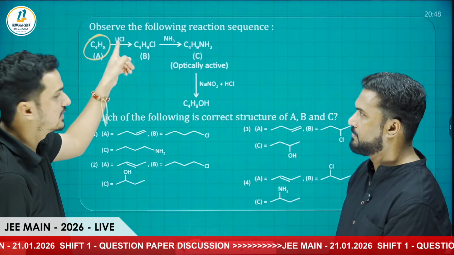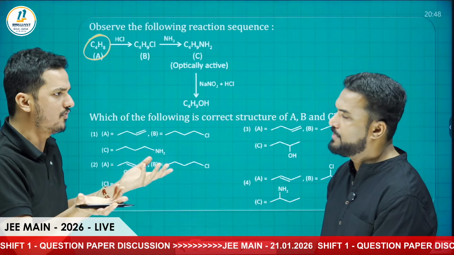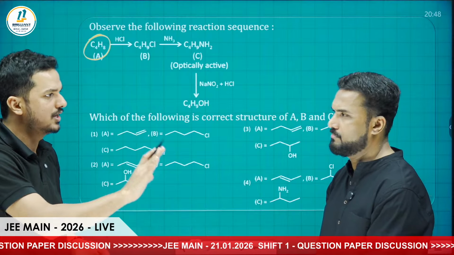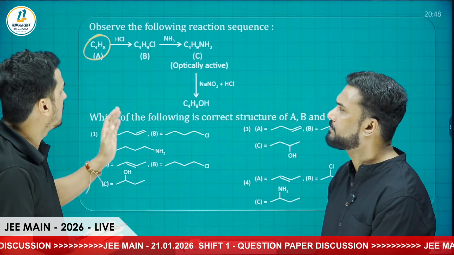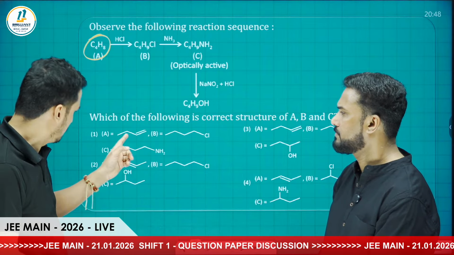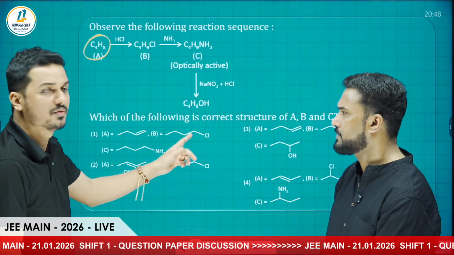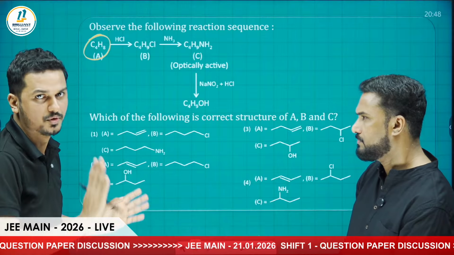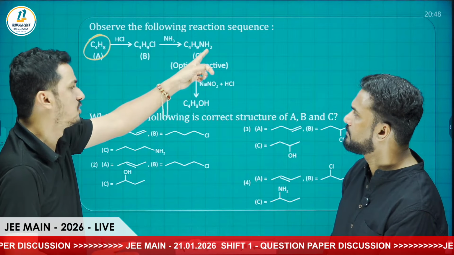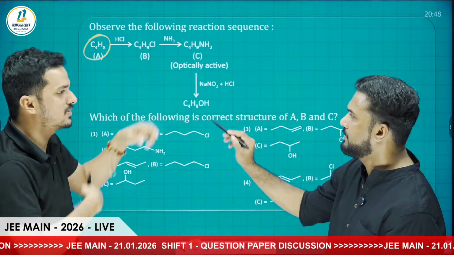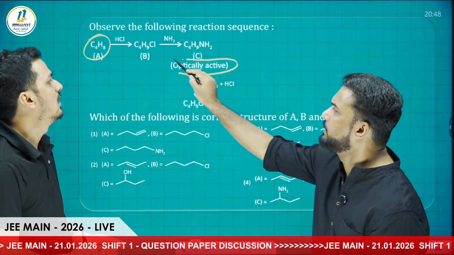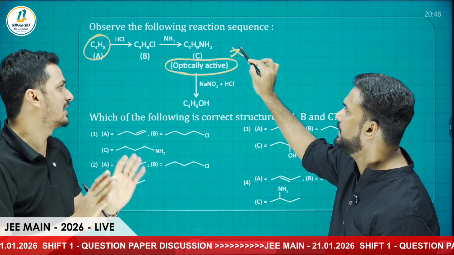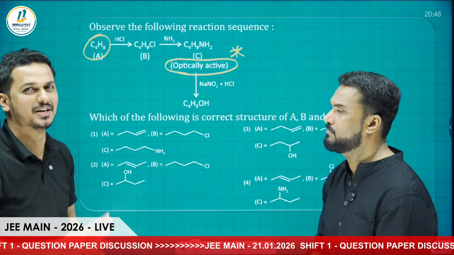Now they are treating with HCl, so addition of HCl takes place according to Markovnikov rule. Markovnikov addition means if it is but-1-ene, it will give 1-chlorobutane, and but-2-ene gives 2-chlorobutane. Then you are treating with NH3, that time substitution. And they gave the biggest hint over here: optically active. That is important, that's the thing you have to keep in mind.